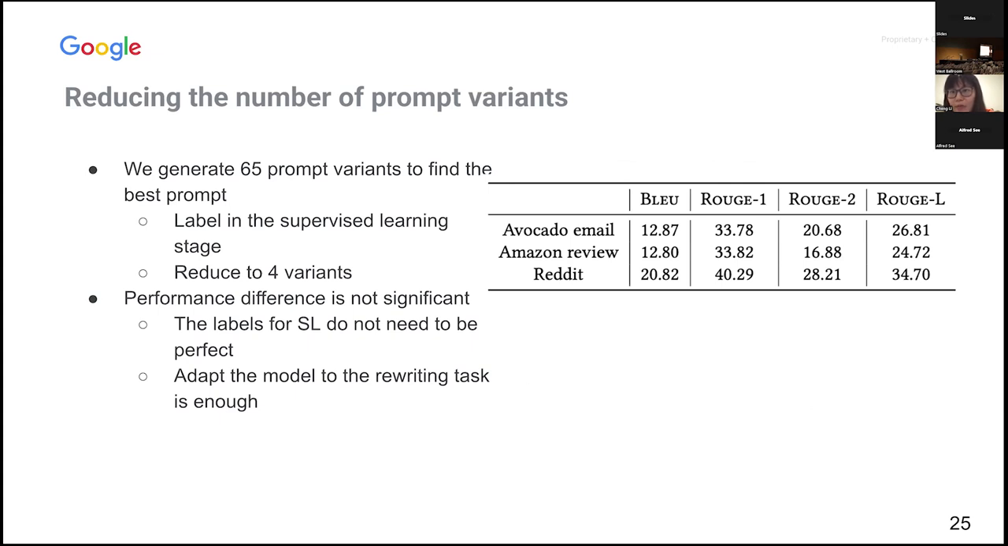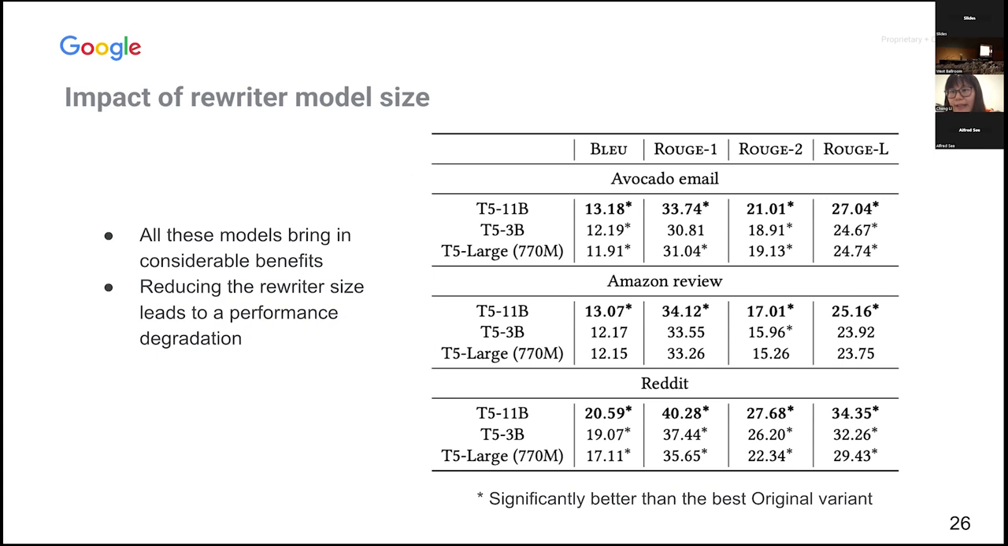We also experiment with reducing the number of prompt variants from 65 to 4 for label generation of supervised learning. We see that the performance difference is not significant. This means that the labels for SL do not need to be perfect. Adapting the model to the rewriting task is sufficient. We also experiment with different rewriter model sizes. We see that all these models bring considerable benefits, but reducing the rewriter size leads to a performance degradation.